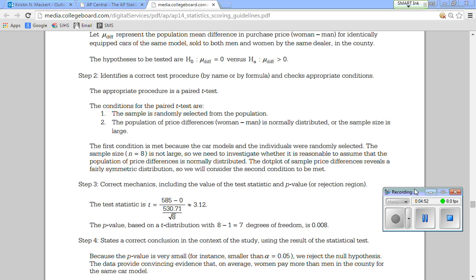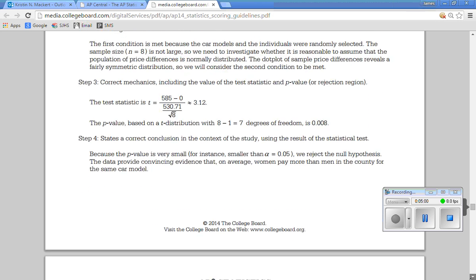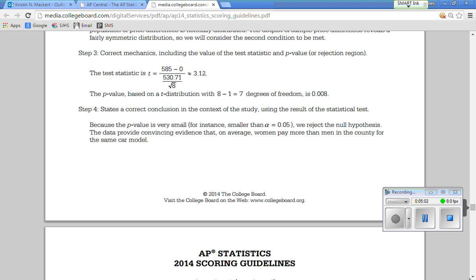Your test statistic, did you get 3.12? Yeah. And your p-value with 7 degrees of freedom was very small at 0.008. Okay, so you would reject the null hypothesis because of this.